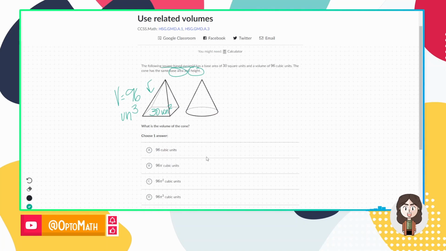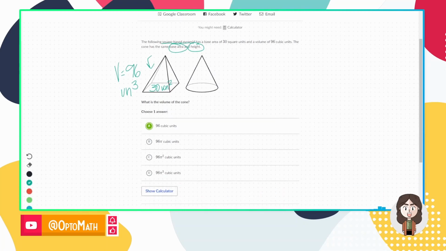Okay, what's the volume of the cone? Well, this is Cavalieri's principle. Same base area and height if they're both the same type of solid, essentially. It's one way to think about it. This is not a pyramid versus prism type situation. So even though the bases have a different shape, really it amounts to their area. So their volumes should be equivalent. So we're going to choose the 96 cubic units. And check.